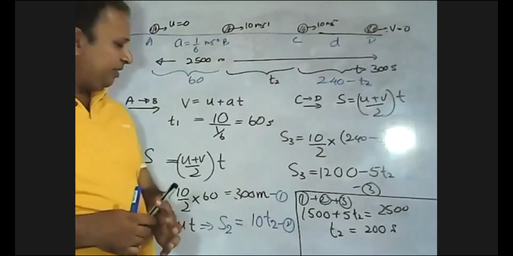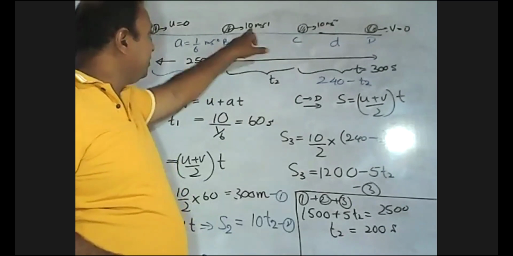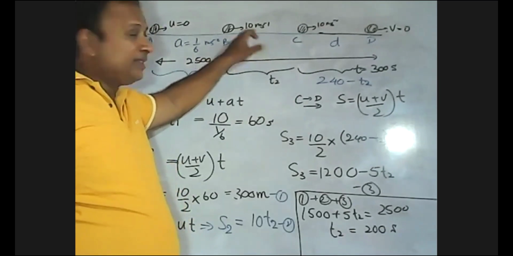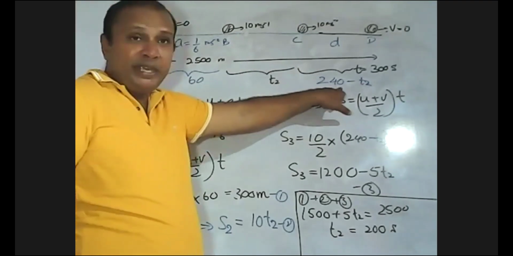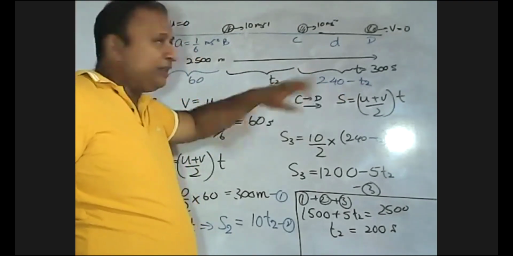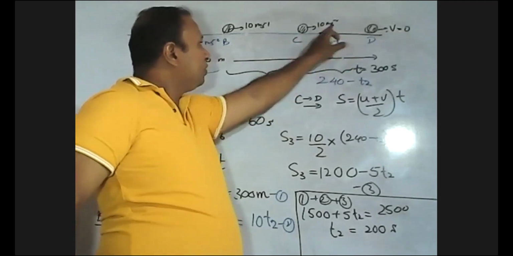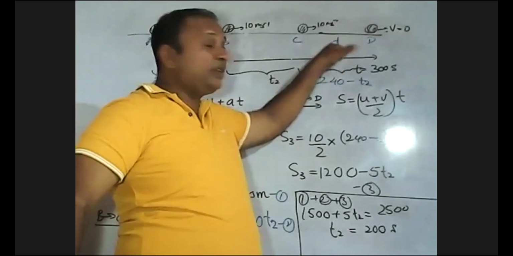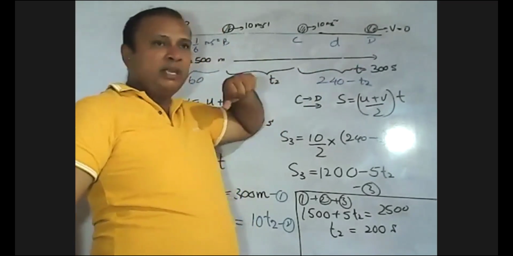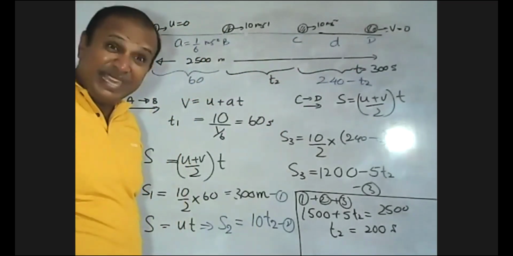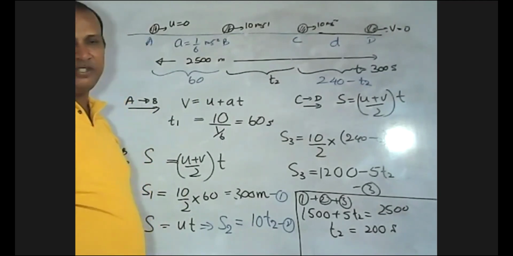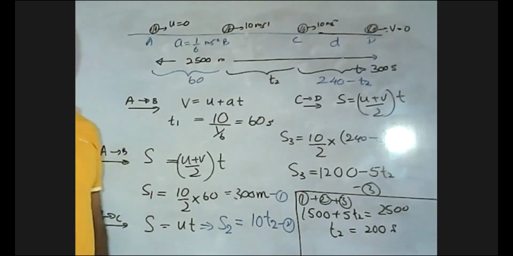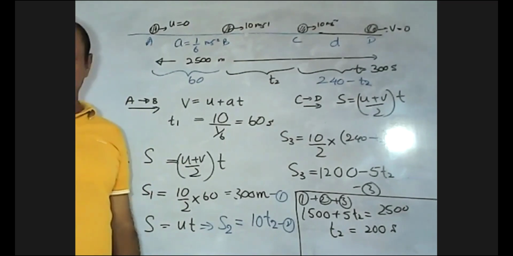Since we know T2 is 200, 200 into 10 is the distance, that means 2 kilometers. Put 200 here, then this part is 40 seconds. So you know the initial velocity, final velocity and time. So 40 seconds. You can apply V equal U plus AT to find the acceleration, which means deceleration.